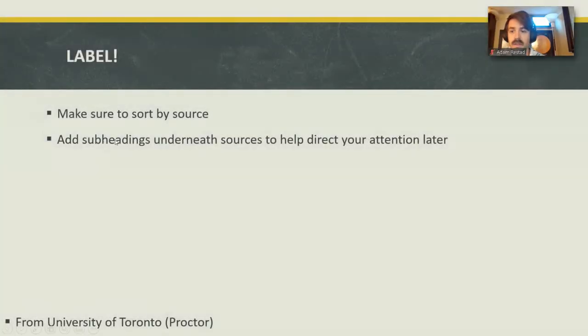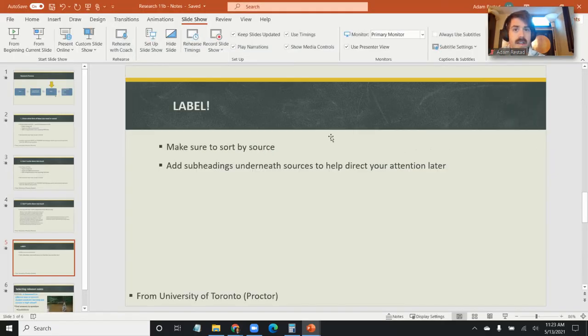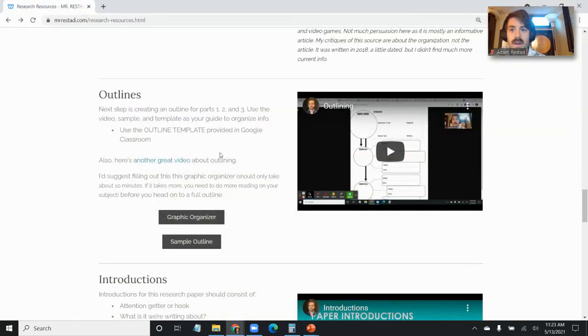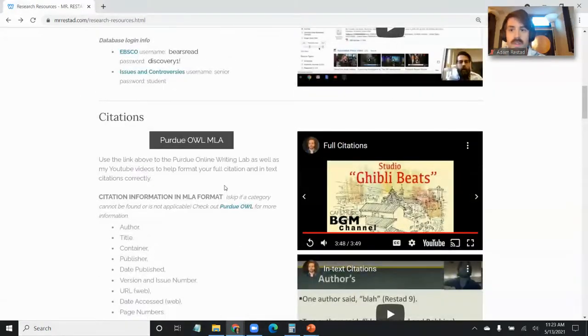And then the last note about taking notes is to make sure you are labeling your sources. I would always keep your notes organized by source, because you're going to have to reference and give credit. Anything you pull from that source, you have to add an in-text citation and a full citation at the end of your paper, so I know that you're giving credit to the people who actually wrote this initially. And then even underneath those sources, I might add some subheadings to help direct your attention later.